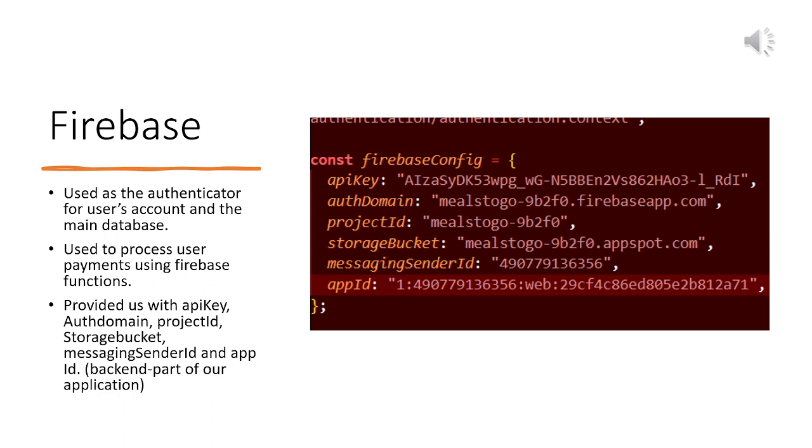For the back end part of our application, we ended up using Google's Firebase. Within Firebase, we used it as the authenticator for a user's account in the main database. We used it to process user payments using Firebase functions. It provided us with an API key, auth domain, project ID, storage bucket, messaging sender ID, and app ID.